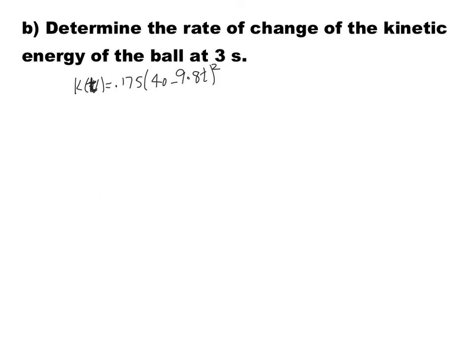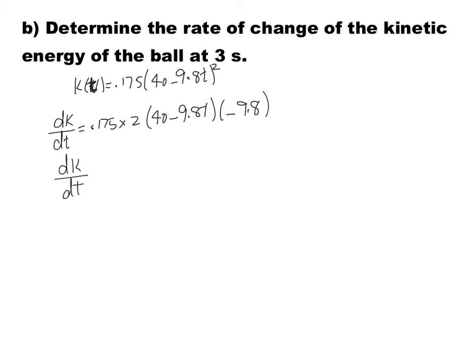The next part of the question says determine the rate of change of kinetic energy of the ball at t equal to 3. So I have to find the derivative of K with respect to time, which is 0.175 times 2, subtract 1 from the exponent so it becomes 1, and then the derivative of the inside of the bracket, which is negative 9.8. Now dK/dt when t is equal to 3 is 0.175 times 2, times 40 minus 9.8 times 3, times negative 9.8.